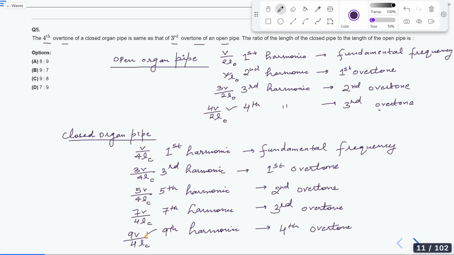So you have to compare it, equate them, and then find the ratio of the length of closed organ pipe, that is LC, to the length of open organ pipe. That you have to find by comparing these two. Can you find now? All people. If you have any doubt, you can ask or tell me the answer.